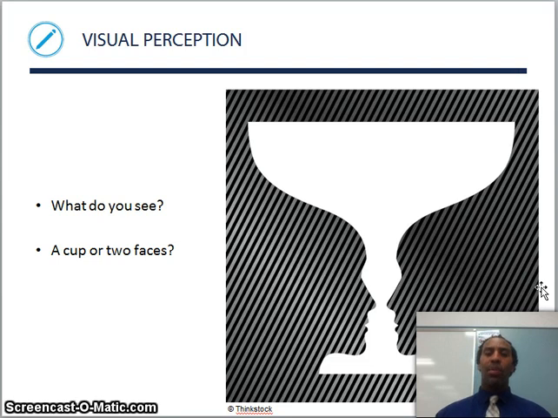So, visual perception, what do you see? Do you see a cup, right? Outline, right? Big cup, big chalice or whatever. Or do you see two faces? There goes one, there goes another one, right? Well, it just depends on what you're focused on. If I focus on the white area, I see a cup. But if I focus on this area, I see two faces face to face, right? It just depends on how you're looking at things.